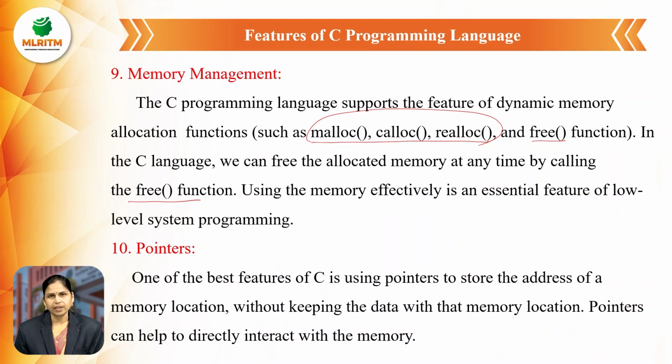A pointer is a variable. It stores the address of another variable. By using that address, we can access the values from the memory very fast. Now, these are the 10 features of the C programming language.